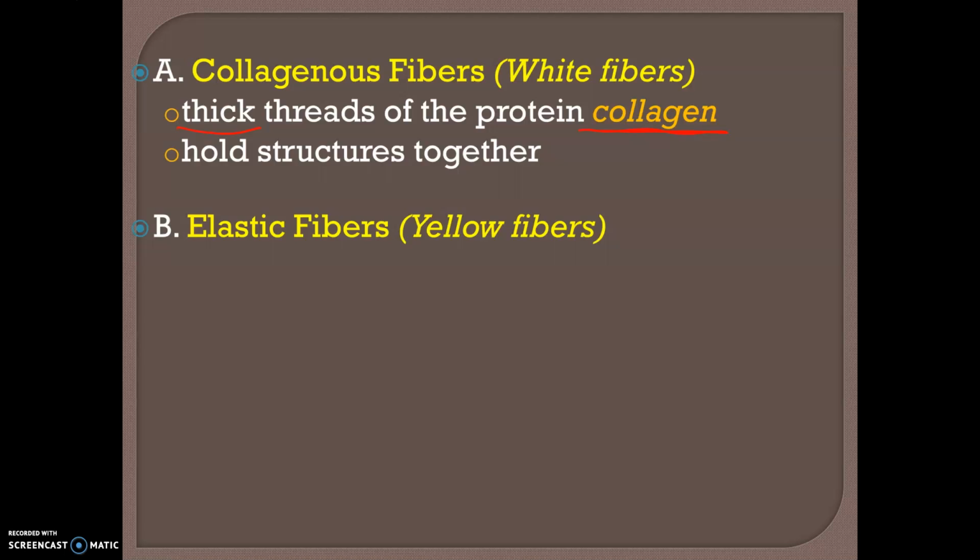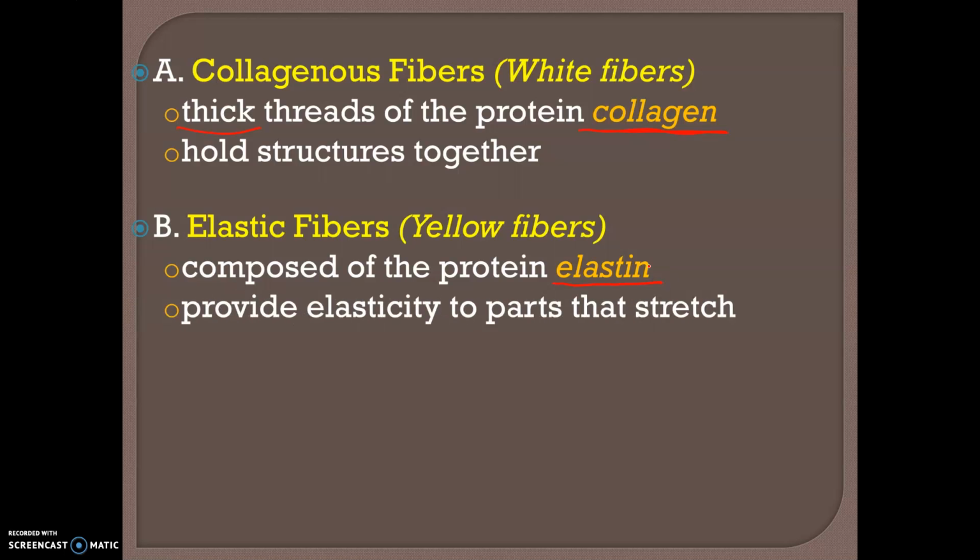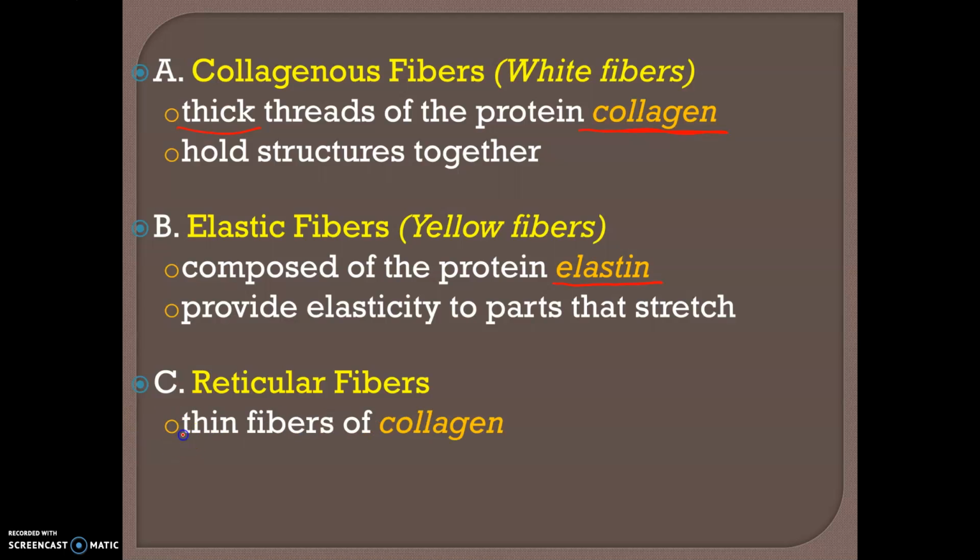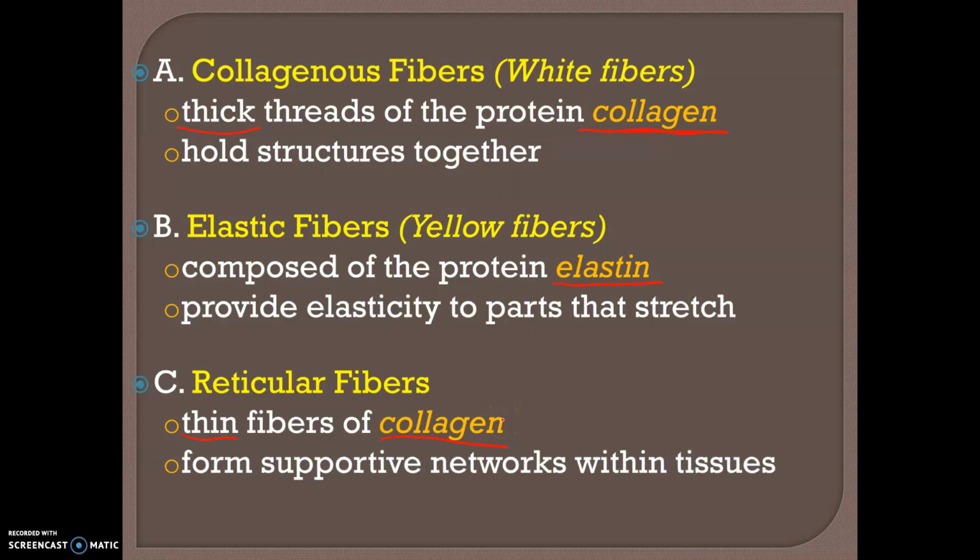Our next one is elastic fibers, and these are yellow fibers. These are composed of a protein called elastin and provide elasticity to parts that stretch. A good example is our skin, which has some stretch to it, so you might find a lot of elastic fibers there. And our last one are reticular fibers, and these are thin fibers of collagen. These are a form of support network within our tissues.